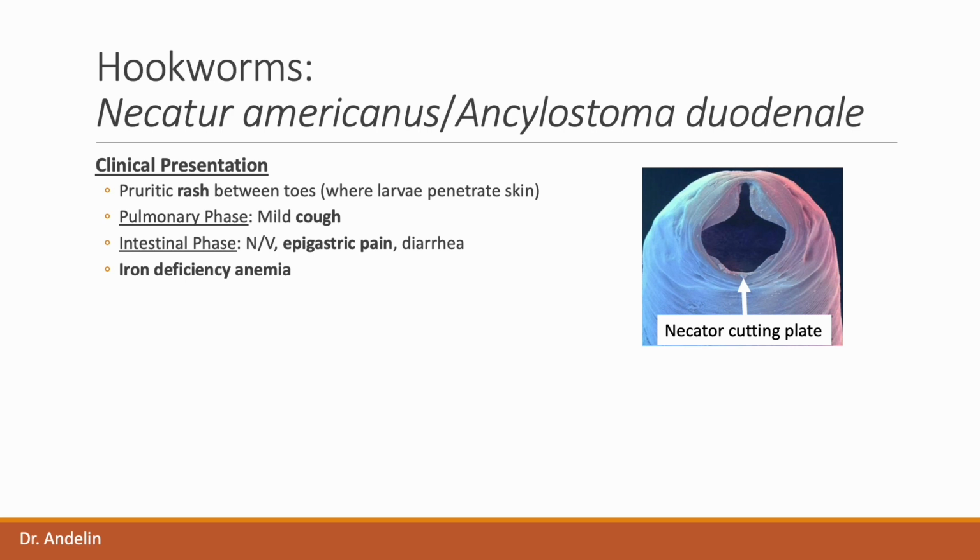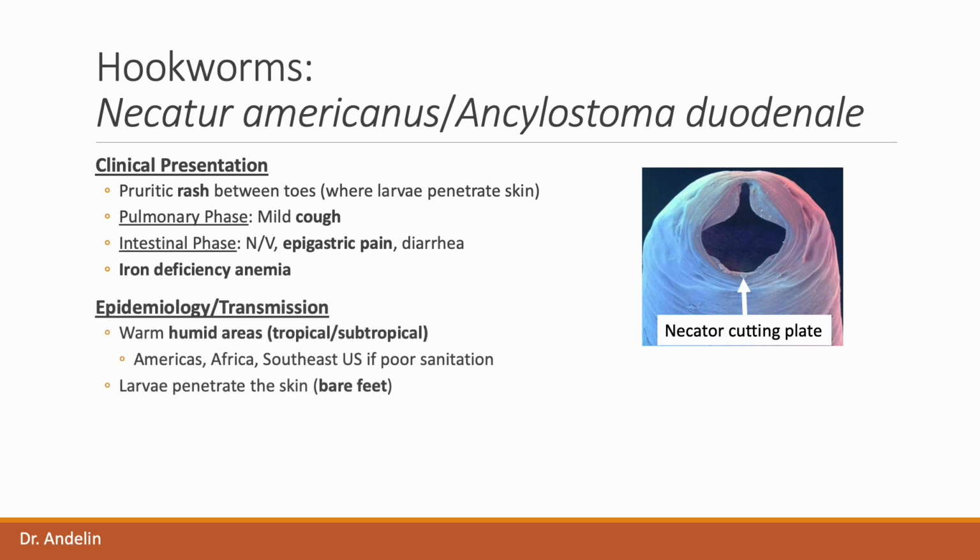One of the key clinical features here is that it often causes an iron deficiency anemia due to the parasites hooking onto the small intestines, leading to chronic blood loss. Again, this typically occurs in humid areas, including the tropical and subtropical areas, often in the Americas or in Africa. United States numbers have dramatically decreased with improved sanitation, but there still are some locations in Southeast United States where Necator americanus can be present if there's poor sanitation practices such as inadequate sewage disposal.